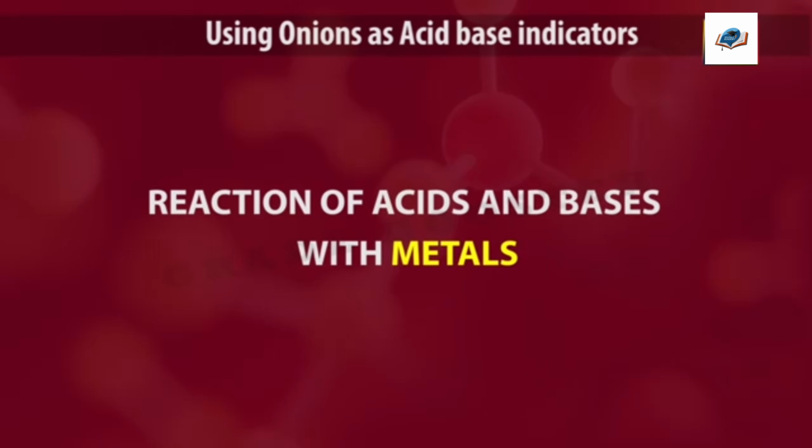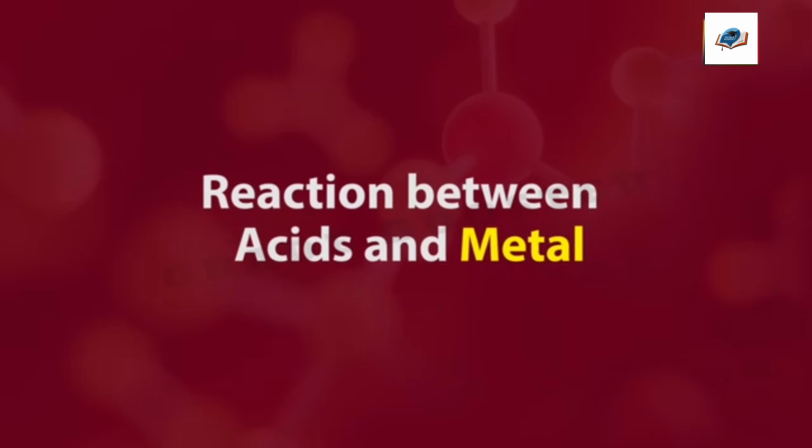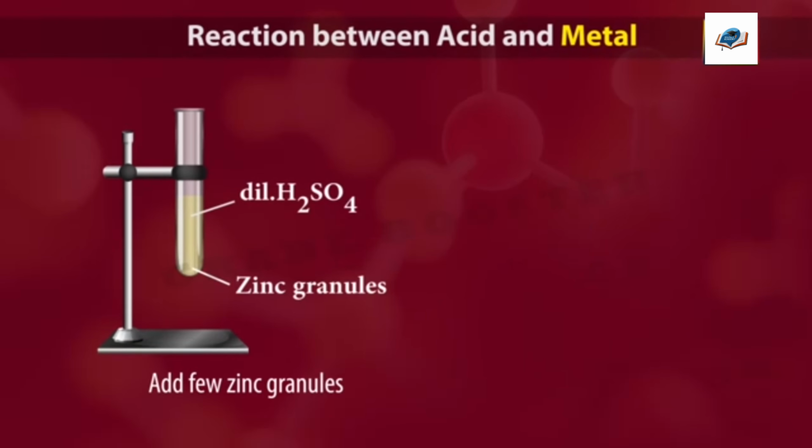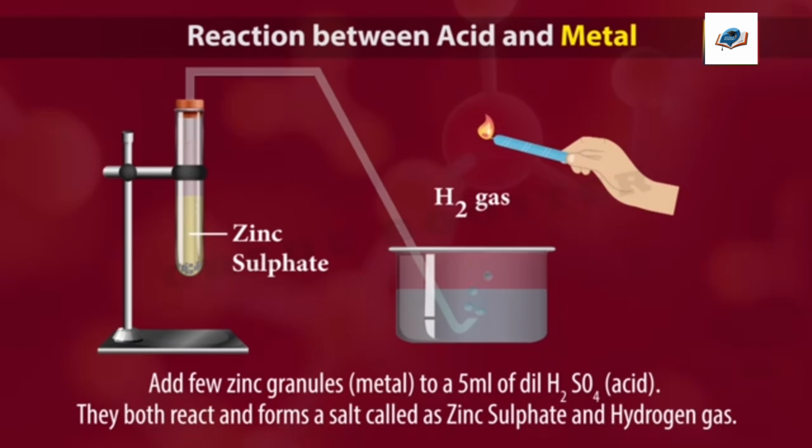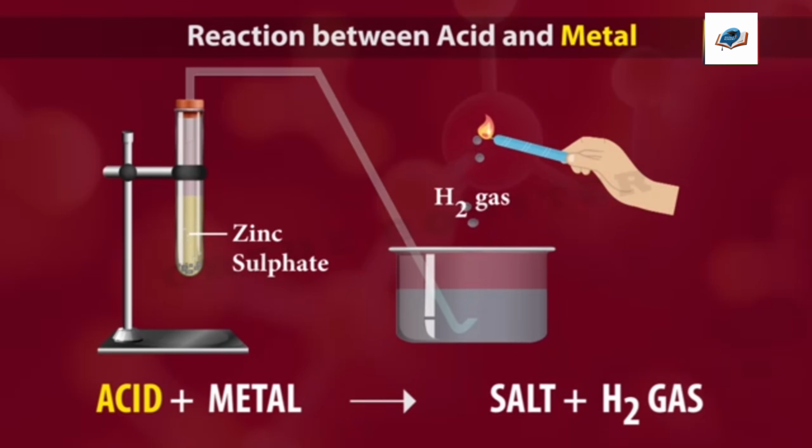Now let us see the reaction of acids and bases with metals. First let us see the reaction between an acid and a metal. Add a few zinc granules to 5 ml of dilute H2SO4. Zinc granules are a metal and dilute H2SO4 is an acid. Zinc and dilute H2SO4 react and form a salt called zinc sulfate and hydrogen gas. So acid plus metal gives rise to salt plus hydrogen gas.